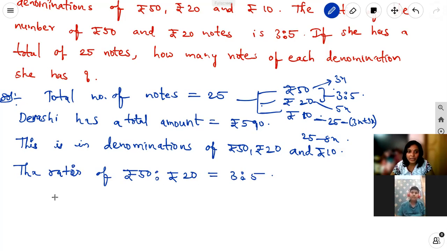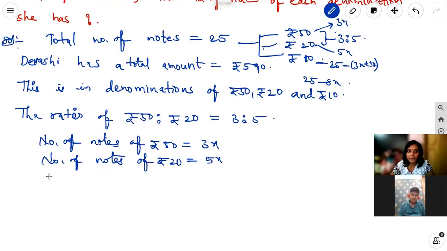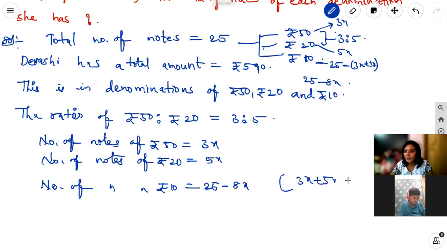That is nothing but the number of notes of 50 rupees equals 3x, and the number of notes of 20 rupees equals 5x. But how many 10 rupee notes? The number of notes of 10 rupees equals the total number of notes 25 minus 8x. Why? Because 3x plus 5x equals 8x. So these are the numbers of notes.